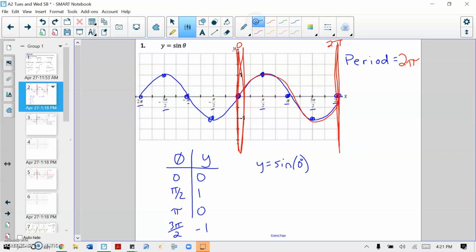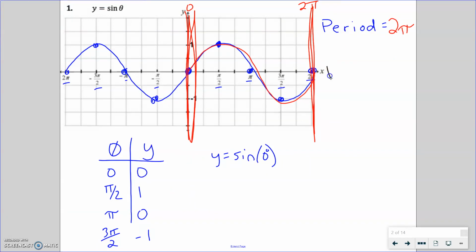The next thing I'm going to ask you to do is find the domain and range. In this case, the domain is just negative infinity to infinity. It just keeps going forever and ever. And the range in this case is from -1 to +1. And it just keeps repeating, so that's called a sine curve.